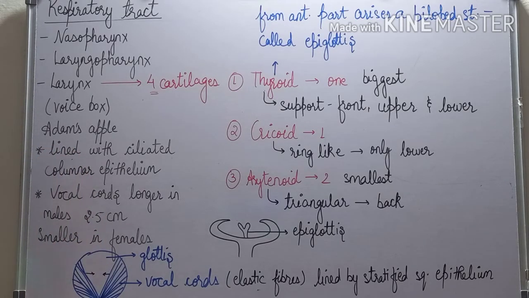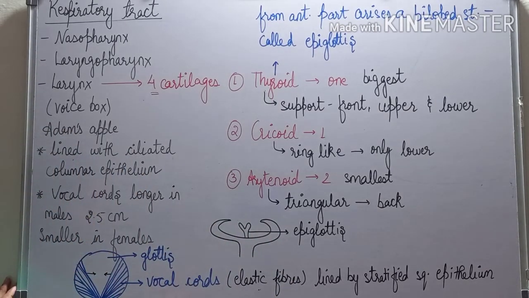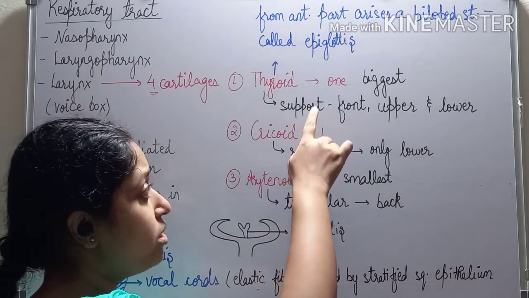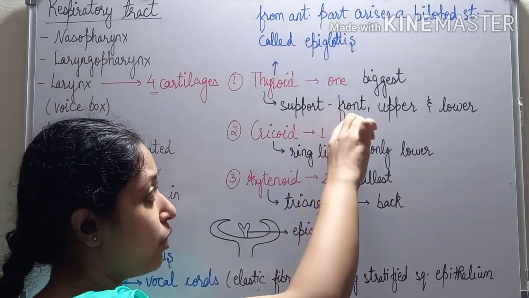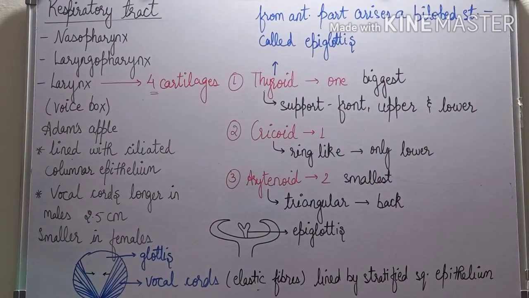Now, about this trachea we will study in our next video, but for now just understand where the epiglottis arises from, that is, it arises from the anterior part of the thyroid cartilage. And remember, this thyroid cartilage is the cartilage present in the larynx and is the biggest one. It provides support. It is present on the front, upper and lower side.